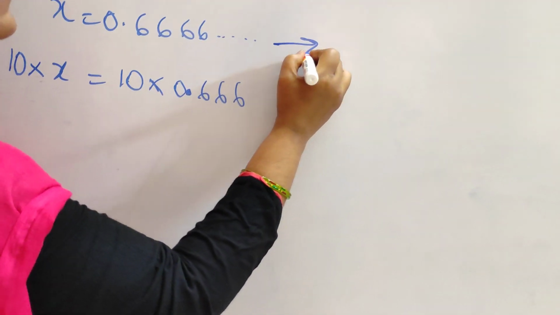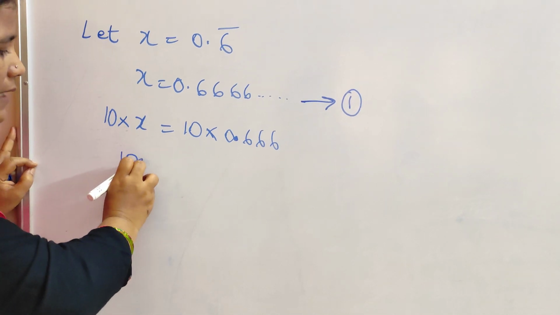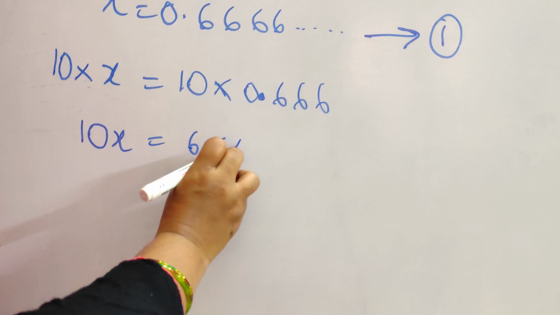Let us call this equation 1. And now after multiplication what happens? 10x is equal to 6.66666.